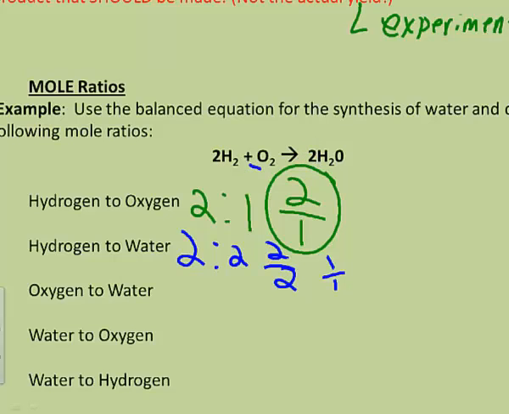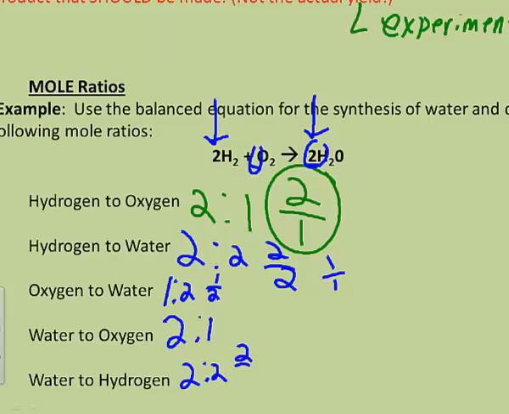So for 3, oxygen to water. You have 1 oxygen to 2 waters. So 1-to-2 or 1/2. You really wouldn't put that into a decimal form because of dimensional analysis, so leave it as 1-to-2 or 1/2. Water to oxygen, going back the other way, 2-to-1. I hope you're getting the hang of these. They're very, very easy. Then water to hydrogen, 2 waters to 2 hydrogens. So 2-to-2. Once again, 2/2, or you can simplify it if you wanted to, 1/1. Either one of those works.